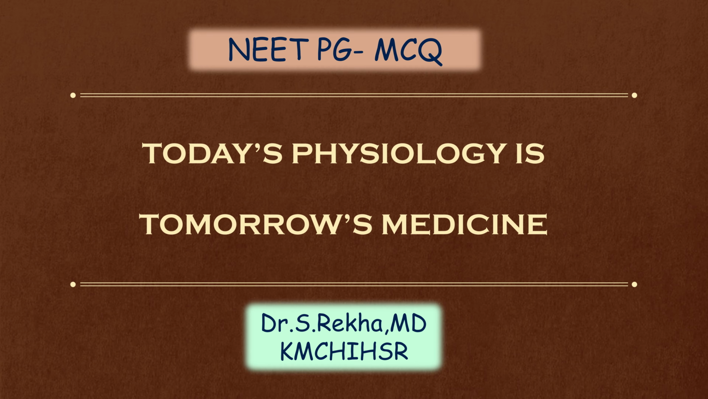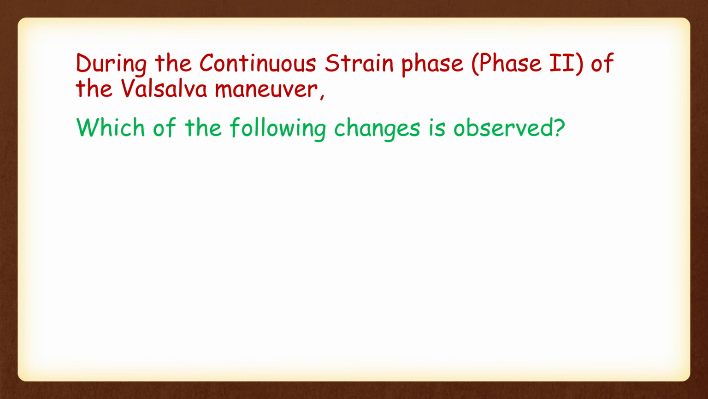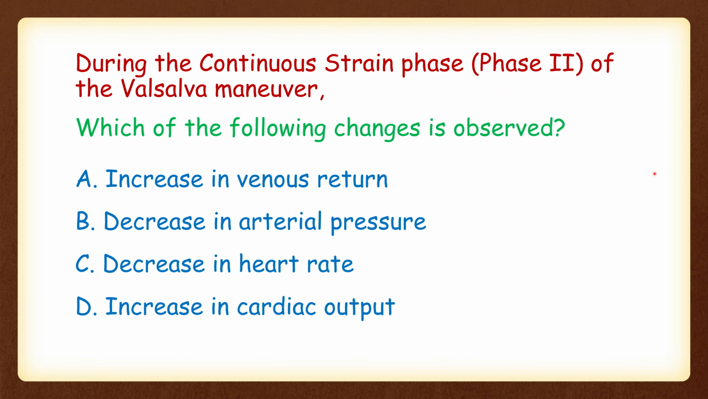I am Dr. Rekha. I am going to again crack an MCQ from the physiology topic. So the question is, during the continuous strain phase of Valsalva maneuver, which of the following changes is observed? The options are option A, increase in venous return, option B, decrease in arterial pressure, option C, decrease in heart rate, and option D, increase in cardiac output.